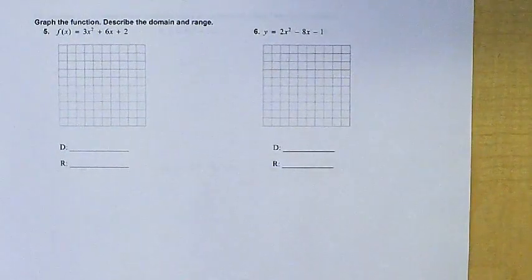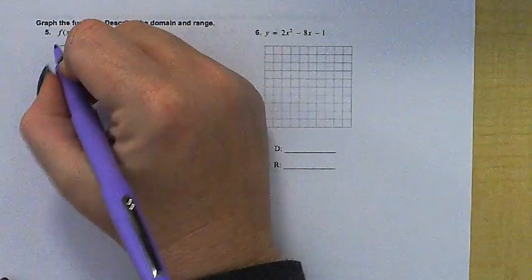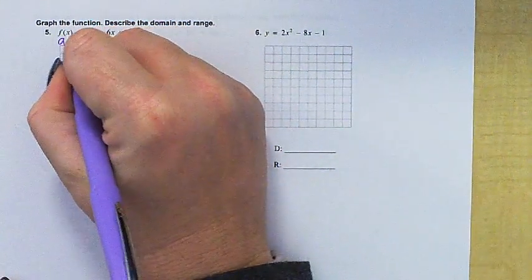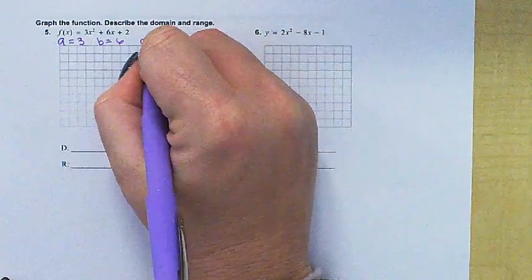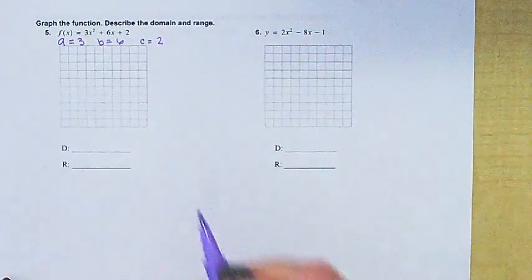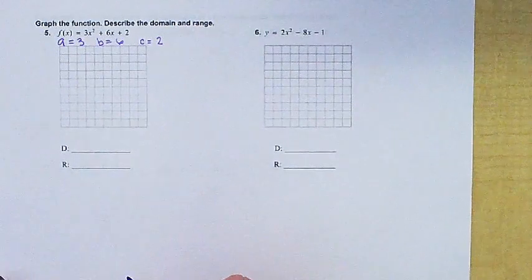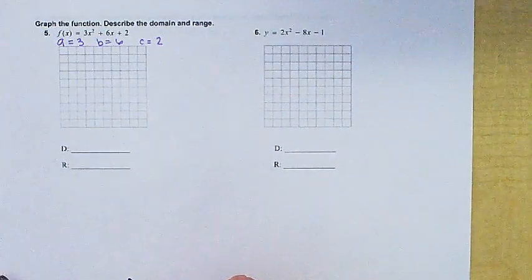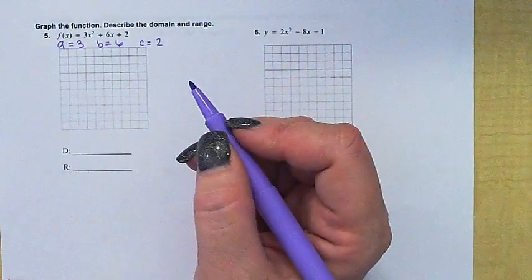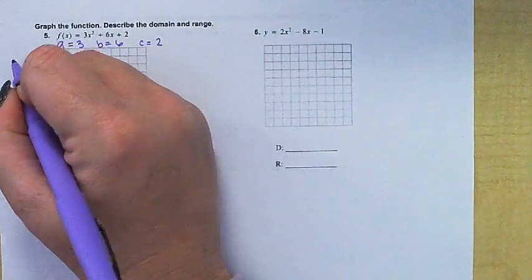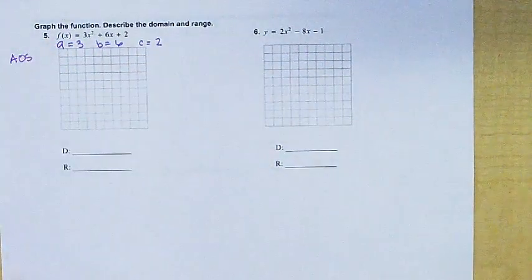So moving on to graphing, we pretty much have everything we need to be able to graph this. So I'm going to start labeling everything. I'm going to say A equals 3, B equals 6, and C equals 2. Now we're going to talk about why we need that C value. We didn't really need it for the axis of symmetry or the vertex, but we're definitely going to need it to be able to graph these functions. So first thing we're going to do is find that axis of symmetry. And we'll say the AOS.